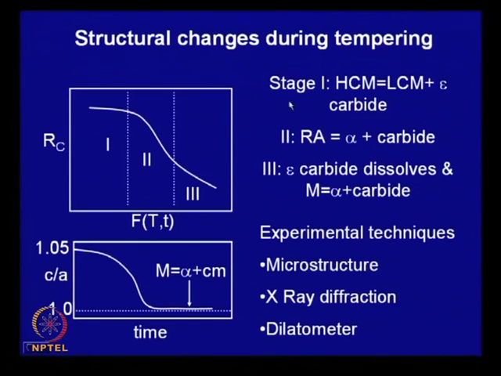And the main change that takes place whenever this transformation takes place is the type of martensite. The martensite's crystal structure is also a function of carbon content, and high carbon martensite has a body centered tetragonal structure. If you measure by X-ray diffraction or an XRD pattern, you can find out the crystal structure, the C axis and A axis, and the ratio of C to A is an indicator of the amount of carbon the martensite has in solution.